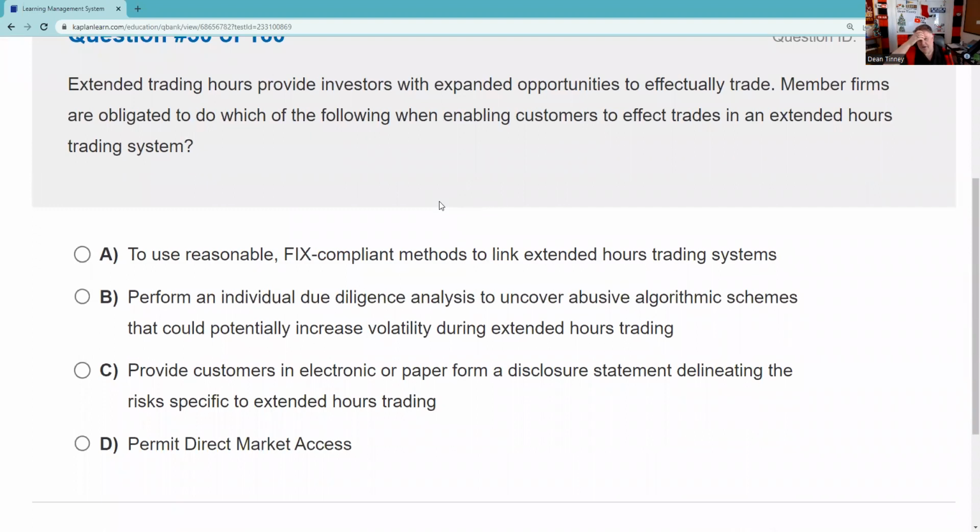Extended trading hours provide investors with expanded opportunities to effectually trade. Member firms are obligated to do which of the following when enabling customers to effect trades in extended hours trading system? Right. So what I should do is provide customers with disclosures delineating the specifics. It's usually more thinly traded after hours, right? So we're going to provide customers in electronic or paper form a disclosure statement delineating the risk specific to extended hours trading.